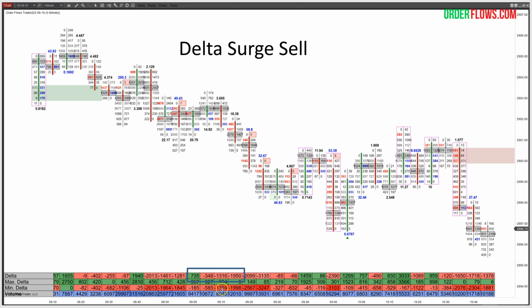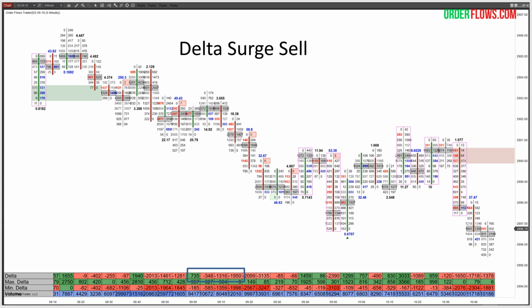Delta surge sell. You have 735, 348, 1316, 1950. And you can see how it's expanding. Even the next couple bars is getting stronger, 2000, 3000. So positive bar, then negative delta, greater negative delta, even greater negative delta. And you can see how the market continues selling off.